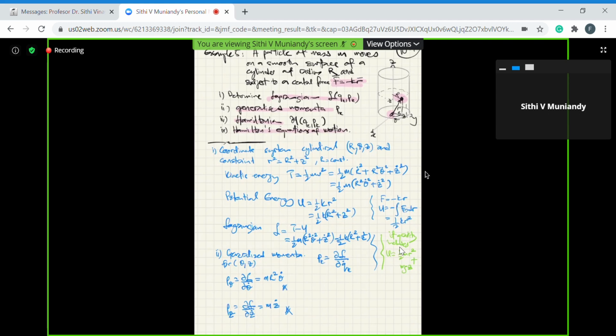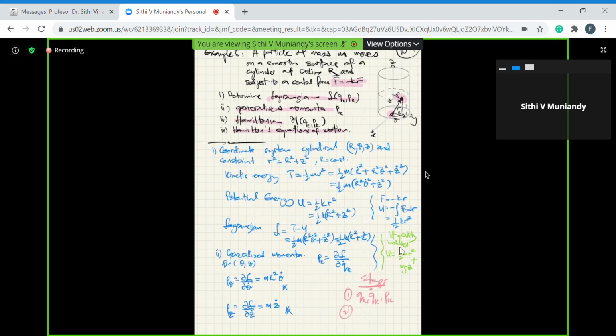Okay, step one. So that's a step. We want to look at the steps. Step one, you need to know what is the coordinate system. You need to prepare all these coordinate systems.